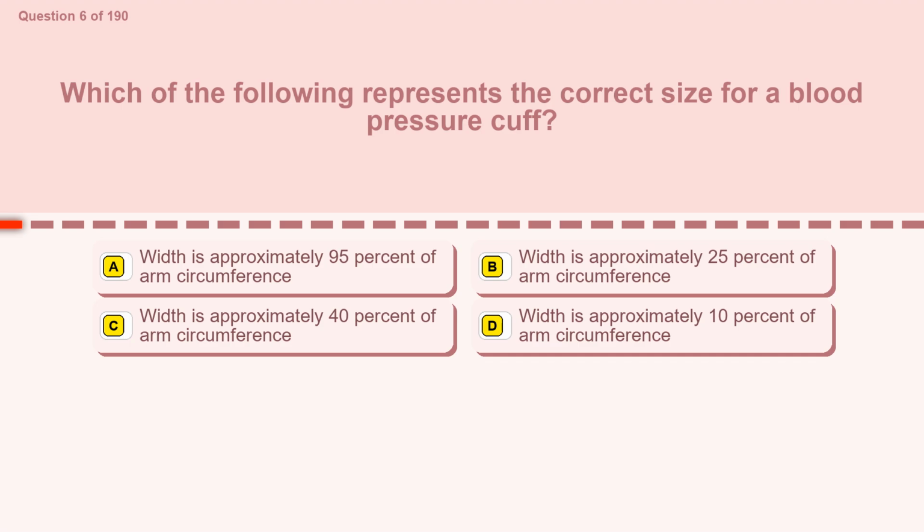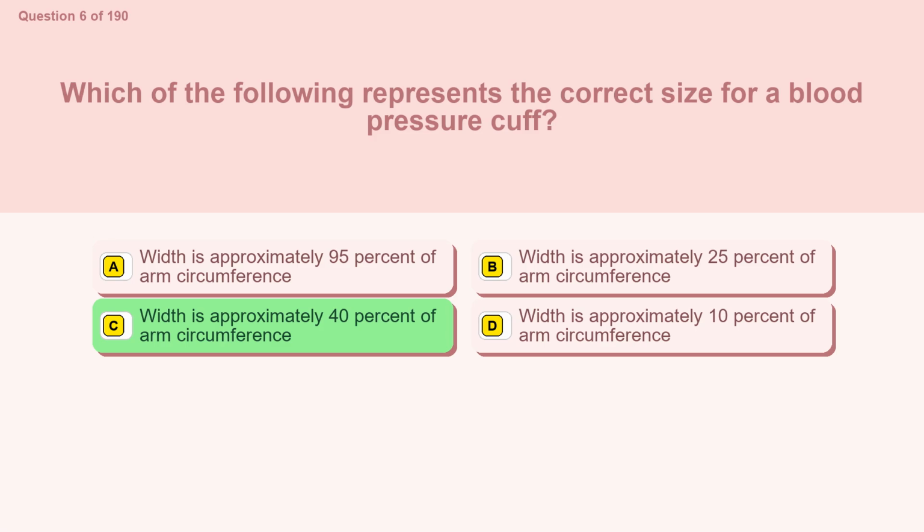Question 6. Which of the following represents the correct size for a blood pressure cuff? Option A. Width is approximately 95% of arm circumference. Option B. Width is approximately 25% of arm circumference. Option C. Width is approximately 40% of arm circumference. Option D. Width is approximately 10% of arm circumference.